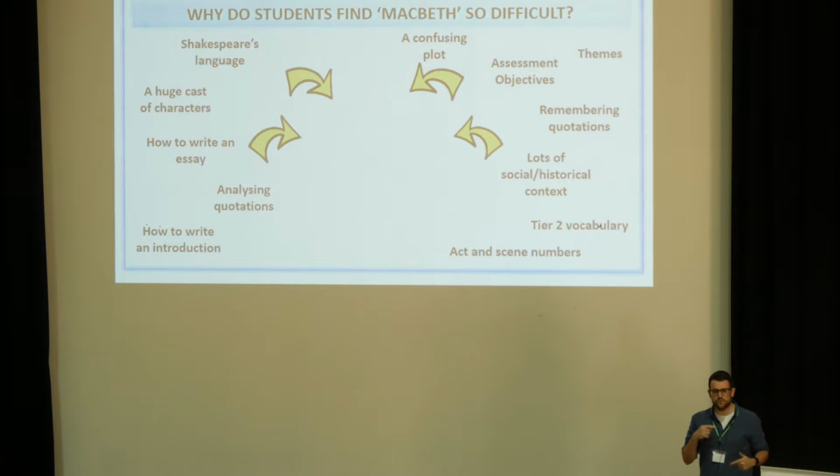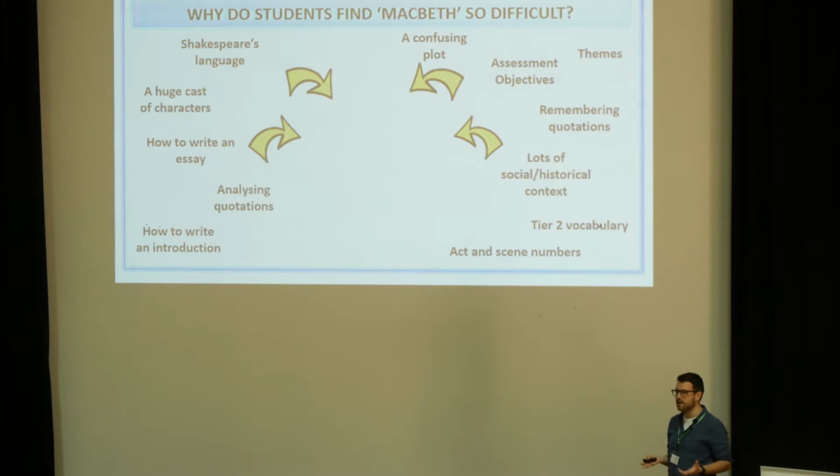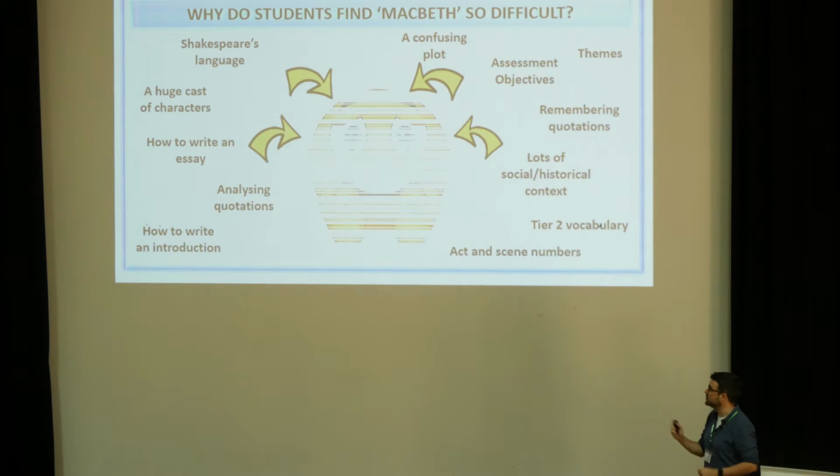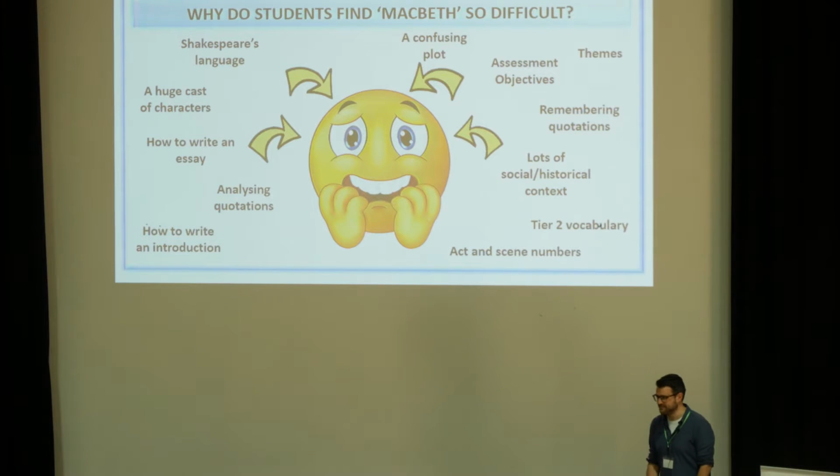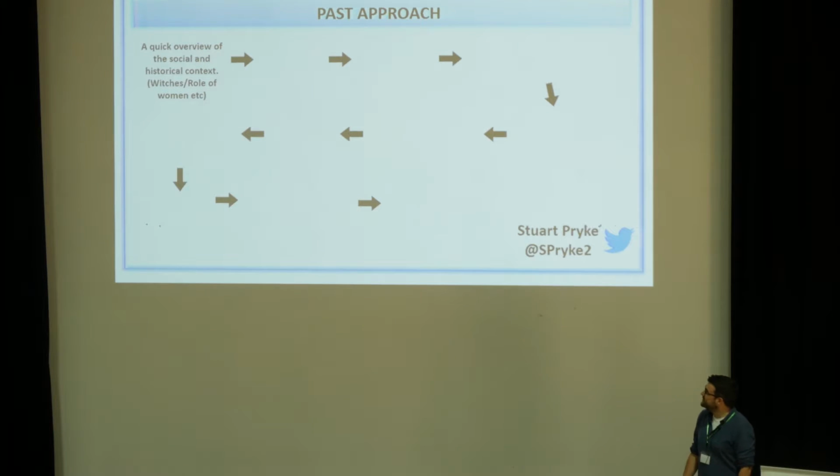We want them to be able to discuss the social historical context, so they've got to learn all of the history behind that at the same time. We're throwing a confusing plot at them, assessment objectives, themes, topics, all of these things, and cognitive overload, they can't manage it. And that's why I find a text like Macbeth is a challenging text, difficult, and it leads to anxiety.